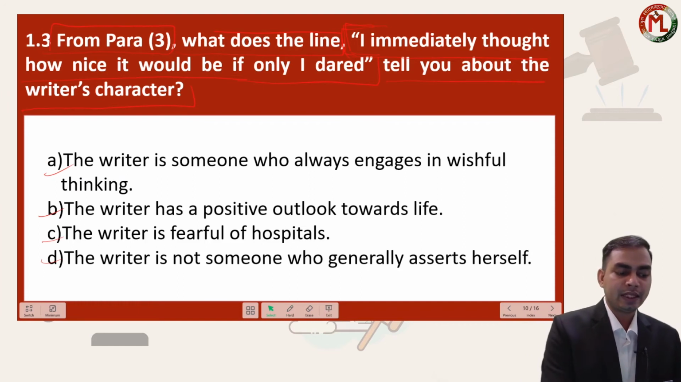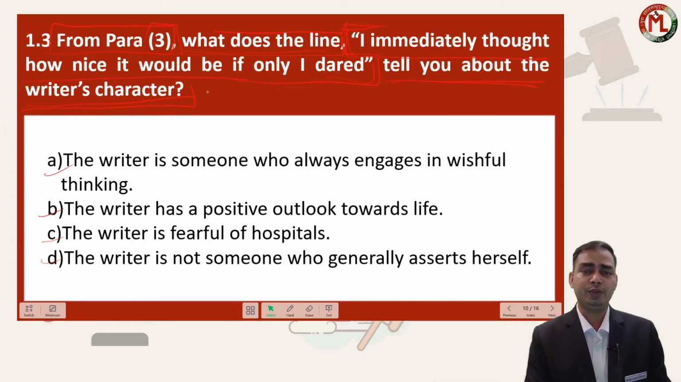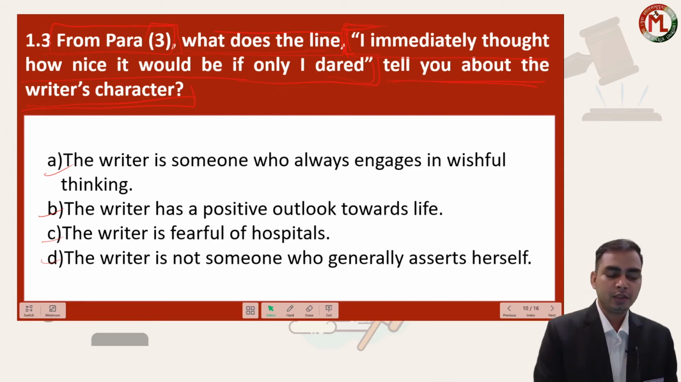Moving on to the next question, that is from para 3. What does the line "I immediately thought how nice it would be if I only dared" tell you about the writer's character? So it's about attitude, how you take things. Option number 1, the writer is someone who always engages in wishful thinking.